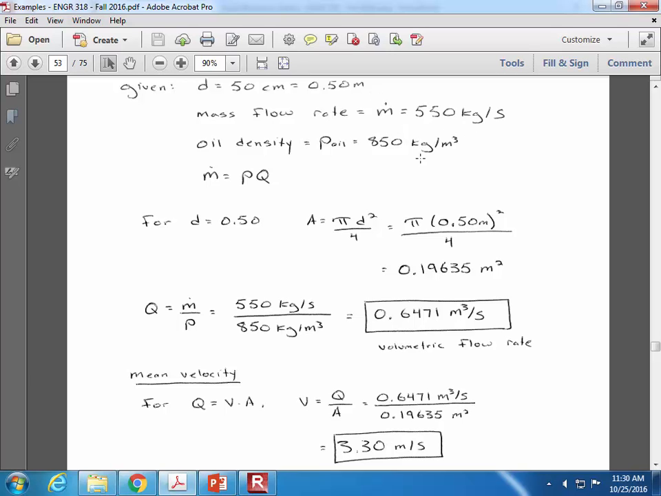Okay, so we've got the mass flow rate, the density, and then here's our overarching equation: mass flow rate is density times volumetric flow rate. So we have the area using pi d squared divided by 4, and then rearranging this equation to solve for Q is what we get here. The volumetric flow rate should be about 0.65 cubic meters per second. And then when we rearrange the volumetric flow rate equation in terms of velocity, we can get 3.30 meters per second for the flow velocity.